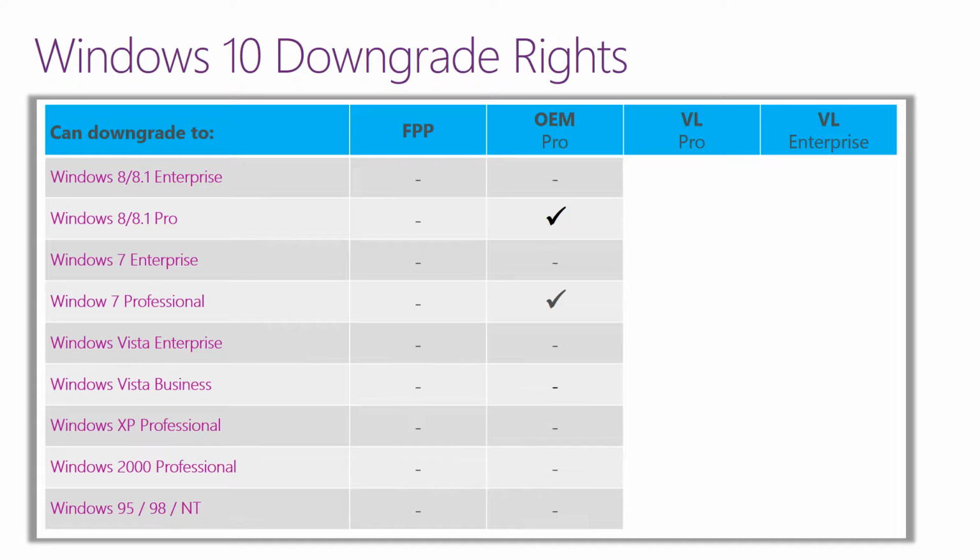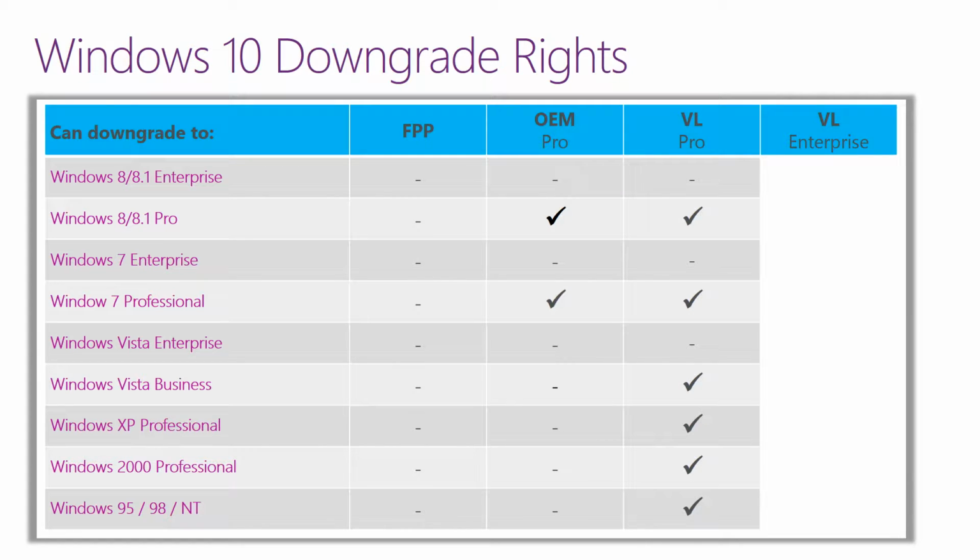What about OEM? Well, with OEM, you have limited downgrade rights, and you can see that if you bought Windows 10 Pro today, then you could downgrade to either Windows 8 or 8.1 Pro or Windows 7 Professional. And it's probably no surprise to you that volume licensing gives the greatest flexibility in downgrade rights. And of course, that's actually one of the benefits of purchasing licenses through a volume licensing program.